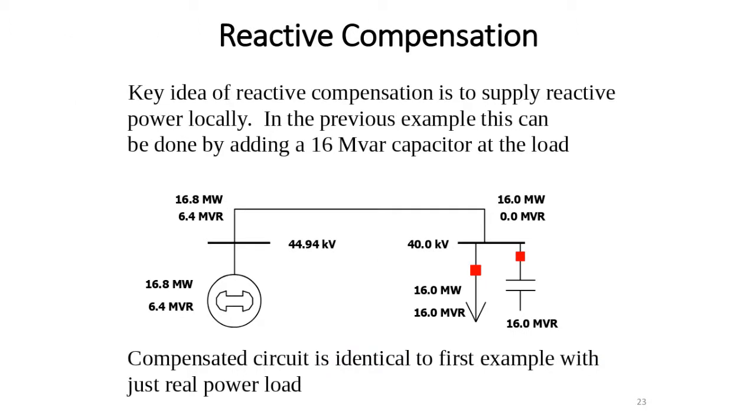Reactive compensation: you need to include a capacitor on the bus. If you include a capacitor of 16 megavar, then 0 megavar will come in here, but the power in here will be 6.4 megavar. So the losses of the transmission line are 6.4 megavar. That's one thing.